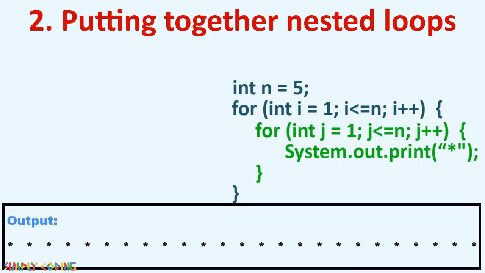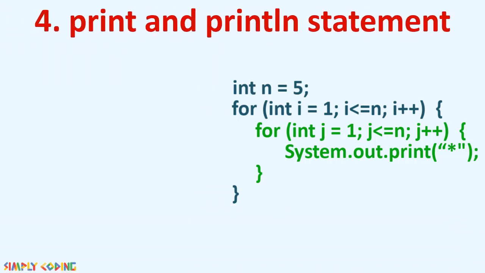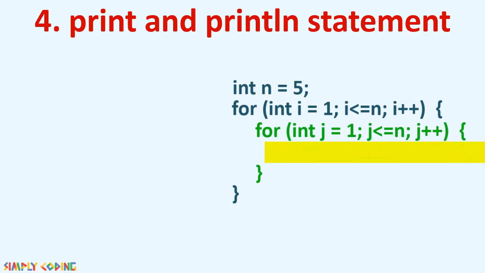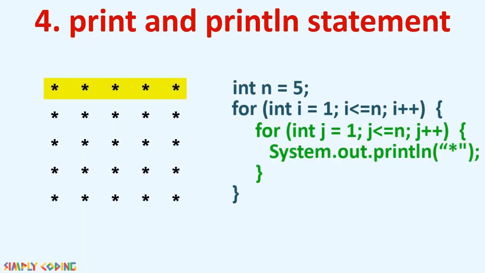5 times. But if you run this, you will see all stars are getting printed on the same row. How do we fix this? We do know that print statement prints in same rows and println statement goes to the next line. So can we just change the print star statement to println? If we do that, what happens is now each star is printed in next line.